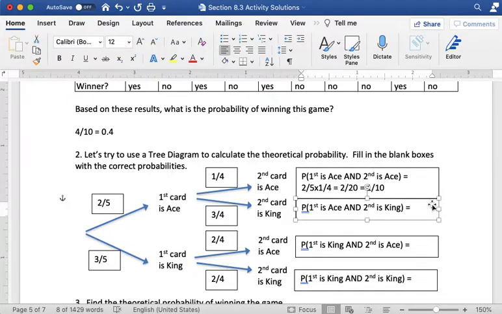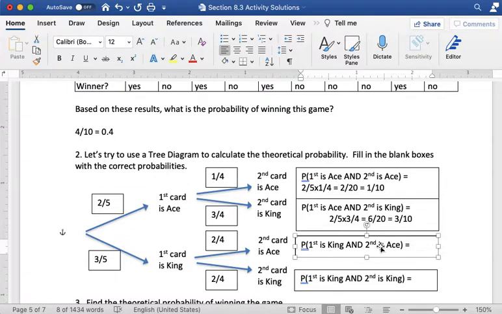These are nice numbers, so I could be using decimals here, but when you're doing this on the homework, you're going to have not such nice numbers, and they're going to ask you for fractions. So that's why I wanted to practice using fractions and fraction multiplication here. So the probability that my first card is an ace and my second card is a king is going to be 2/5 times 3/4. And then when I multiply those together, 2 times 3 is 6, and 5 times 4 is 20. So 6/20, which I can simplify to 3/10.